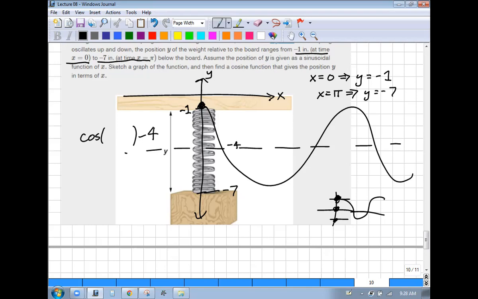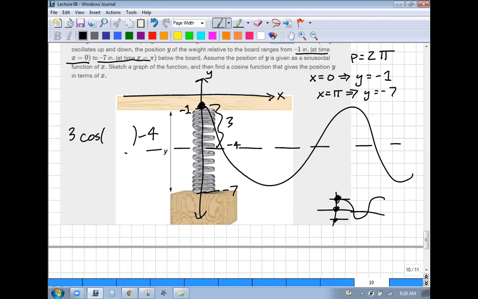Okay. And now my amplitude here is 3. Let's see. What do I need to do now? The period. So based on this, it goes from the maximum down to the minimum. So that's half a period, right? Going from the top to the bottom. And it would have to go back up to the top again to have a full wavelength, right? So if 0 to pi is half a wave, our period here is going to be 2 pi, okay?